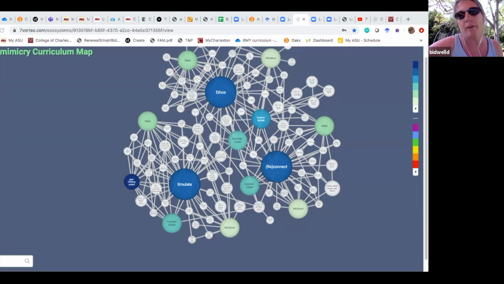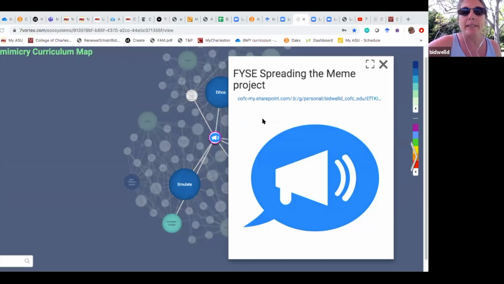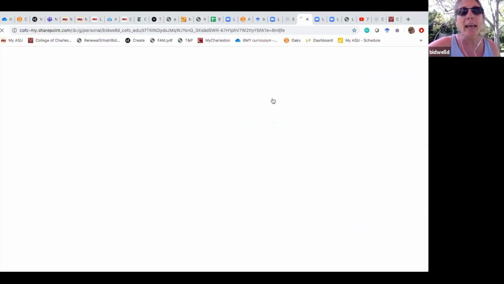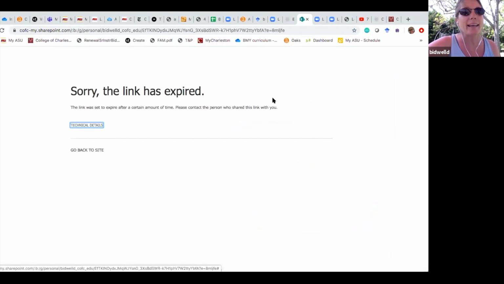All those links right now are dead, unfortunately, because they expired within my university. So for instance, if I click on this Spreading the Meme project and I click on that file link, it was live at the time, but those links were set to expire. So I have to go back in and redo every single link. I have worked with my IT so that now these links won't expire. So that's why this ecosystem is a little bit dead at the moment, and a total pain in my ass.